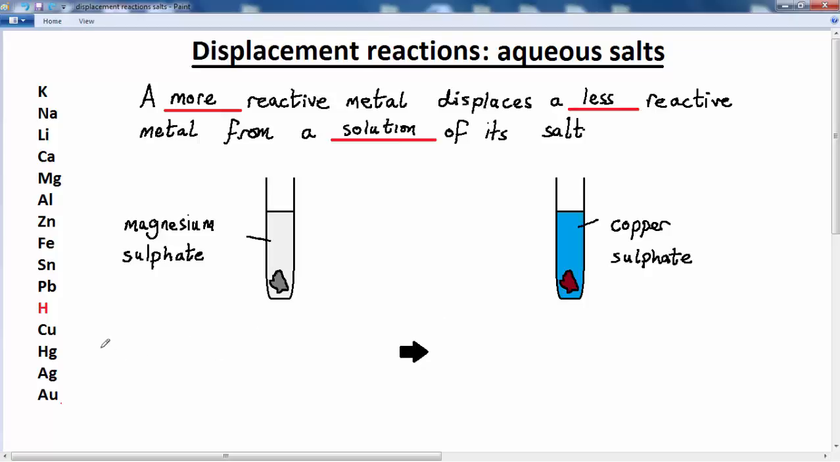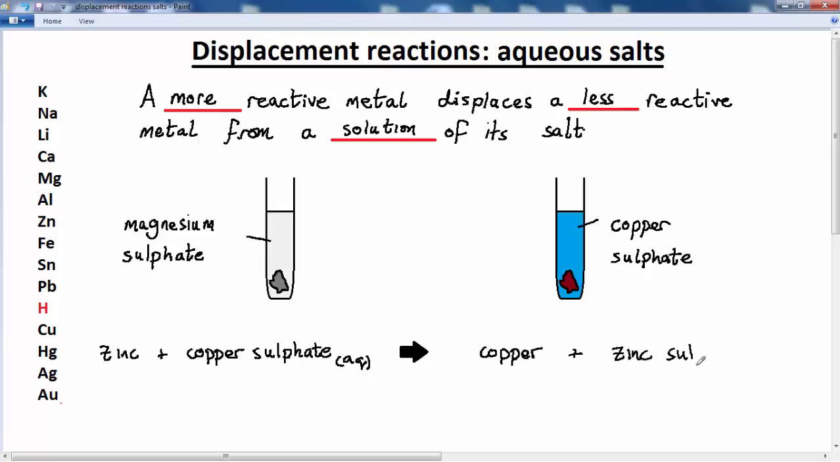We start off with zinc and we add it to copper sulfate. Okay, let's put aqueous, that means in solution. Then the zinc displaces the copper ions from the solution and copper then becomes deposited on its surface. So we get copper and then the zinc goes into the solution to form a solution of zinc sulfate.